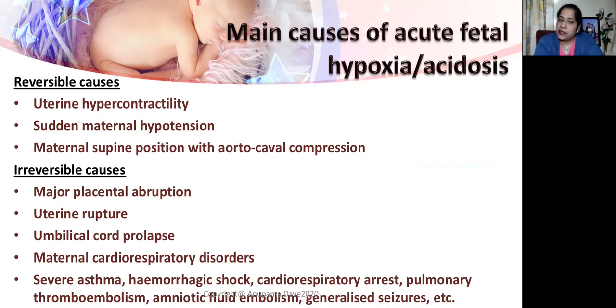However, there are some irreversible conditions like major placental abruption, uterine rupture, umbilical cord prolapse, some maternal cardiorespiratory disorders, severe asthma, hemorrhagic shock, sudden cardiorespiratory arrest, pulmonary thromboembolism, amniotic fluid embolism, seizures, etc. These too have to be managed appropriately in order to save the fetus.